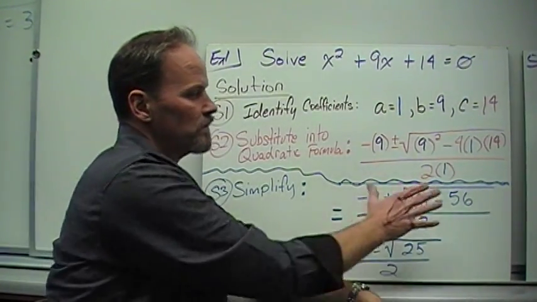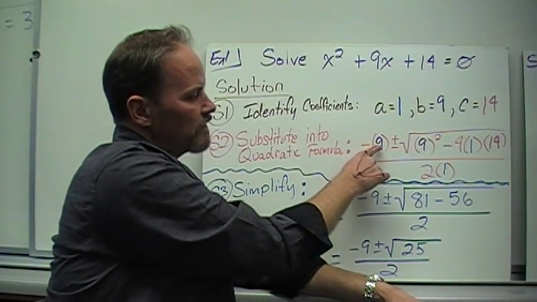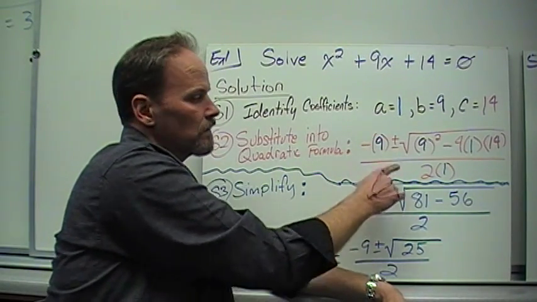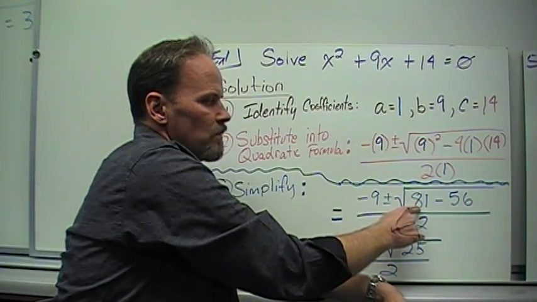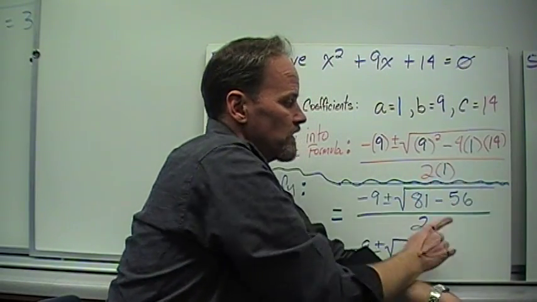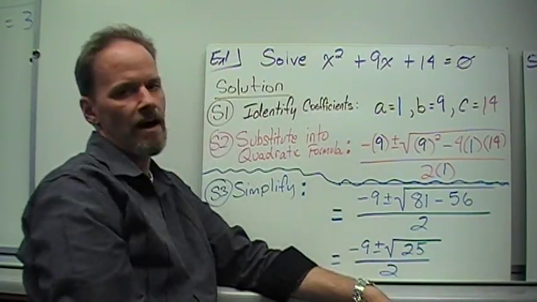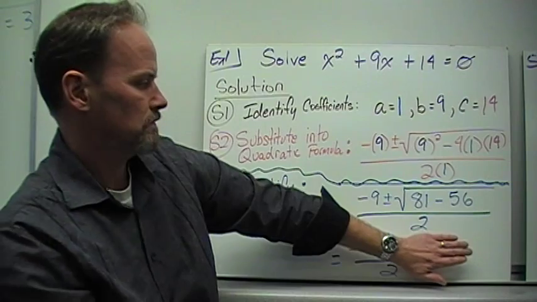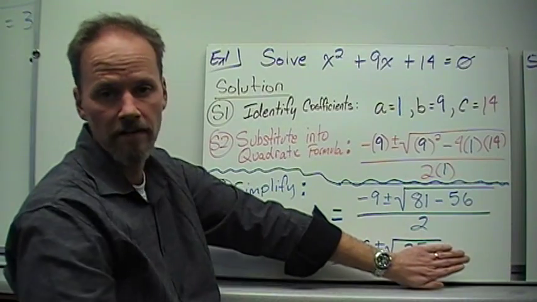Next step is to simplify. The way we do that is we just start doing the math with the quadratic formula. First, a negative times a positive gives us a negative 9, plus or minus the square root of 9 squared, which is 81, and then a negative 4 times 1 times 14 will give us a negative 56. All of that divided by 2 times 1, which is 2. So far, this is what we have.